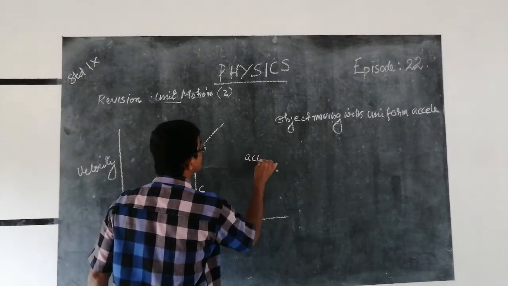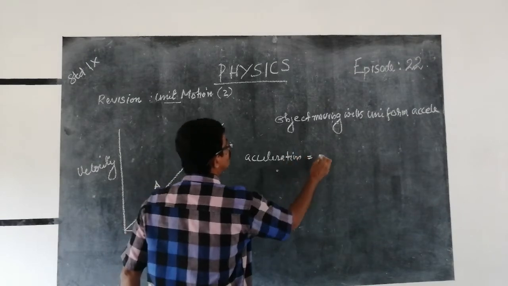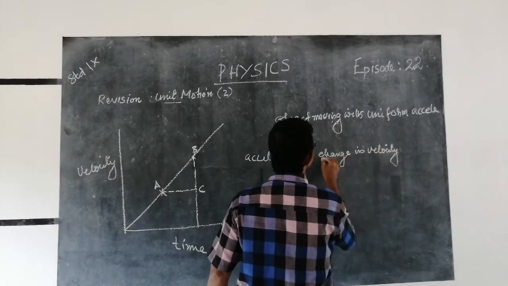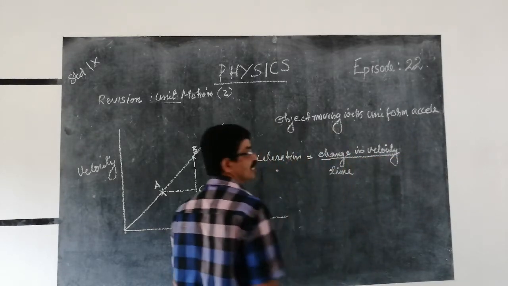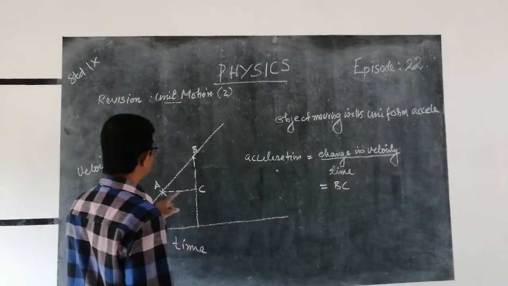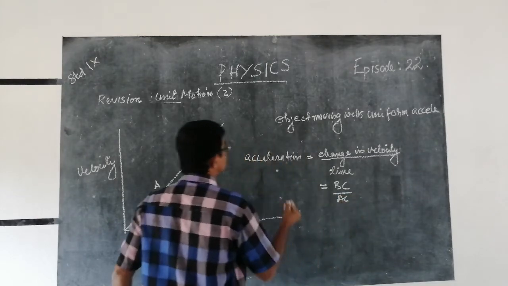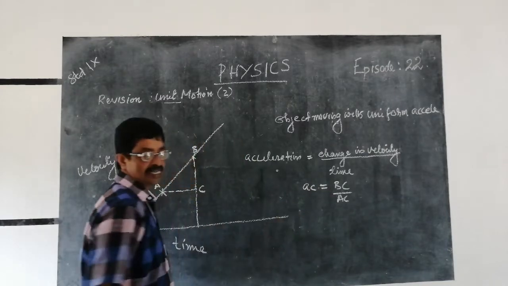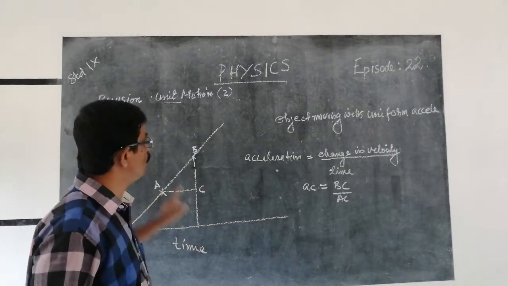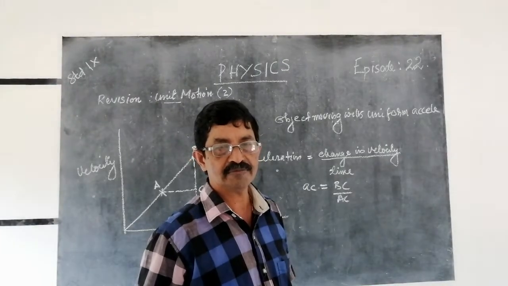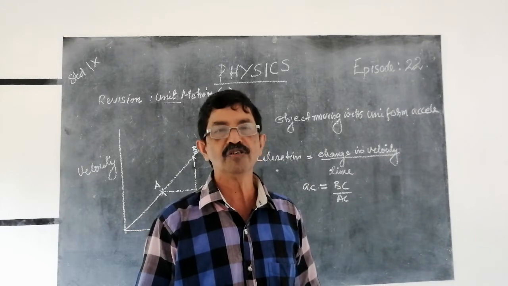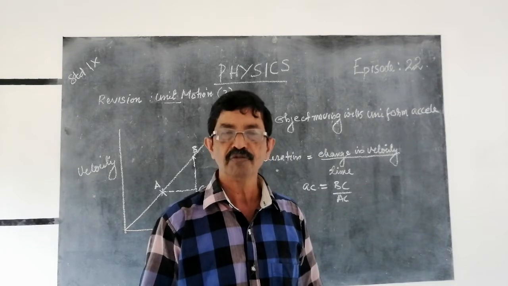Acceleration is actually what? Change in velocity by time. Here the change in velocity is BC, and the time is AC. That is, acceleration is equal to BC by AC. In this way we can find out the acceleration of this object that is moving with a uniform acceleration. Now the question that I asked you: can we study uniformly accelerated motion by using a velocity time graph? Yes, it is possible. We can study.